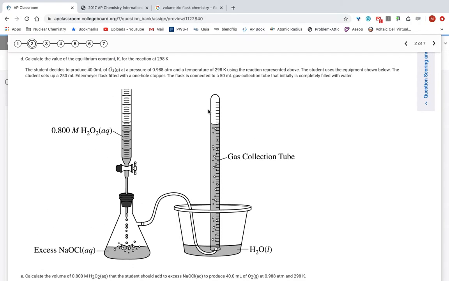Okay, so they're doing a little reaction. Student produces 40 milliliters of oxygen gas at a pressure of 0.988. Okay, so they're doing this reaction over here.